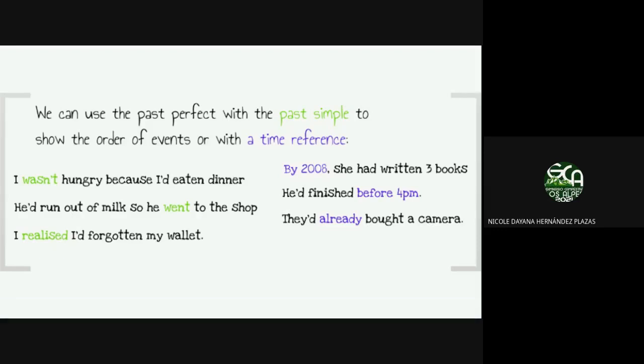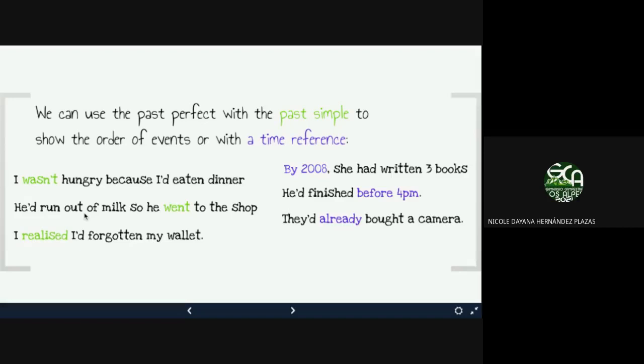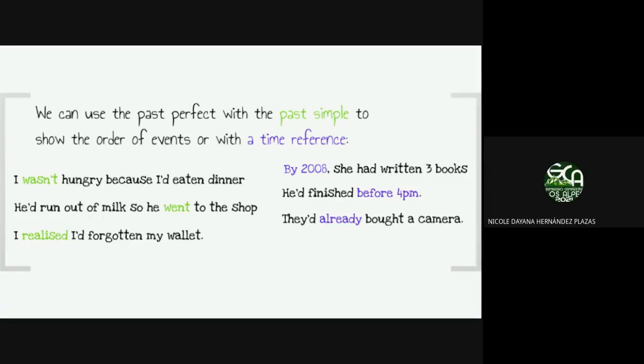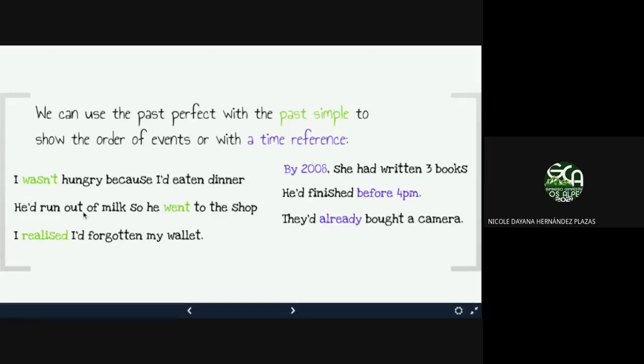What is that? What do you imagine this may be? Run out of. What is the meaning of that? Go ahead, babies. By context, you can take it. Se acabó, se quedó sin algo. So he ran out of milk, so he went to the shop.